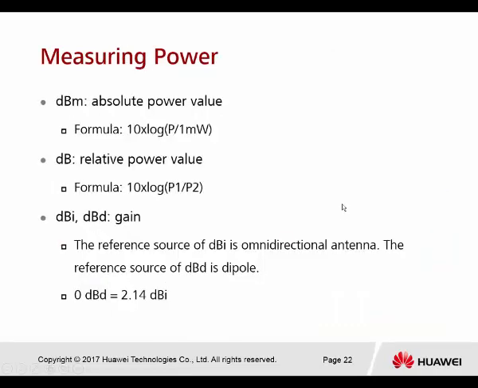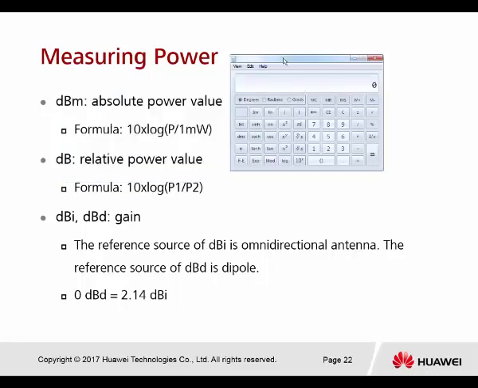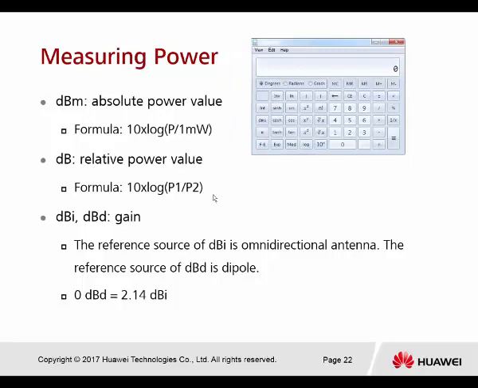And this is the measuring power. The dBm is an absolute power value, given by the formula 10 log of the power divided by 1 milliwatt. Maybe I can give you an example and do the calculations, so I am going to take out my calculator. What is the value if I use a power of 1 milliwatt? So now 1 milliwatt is equal to how many dBm?